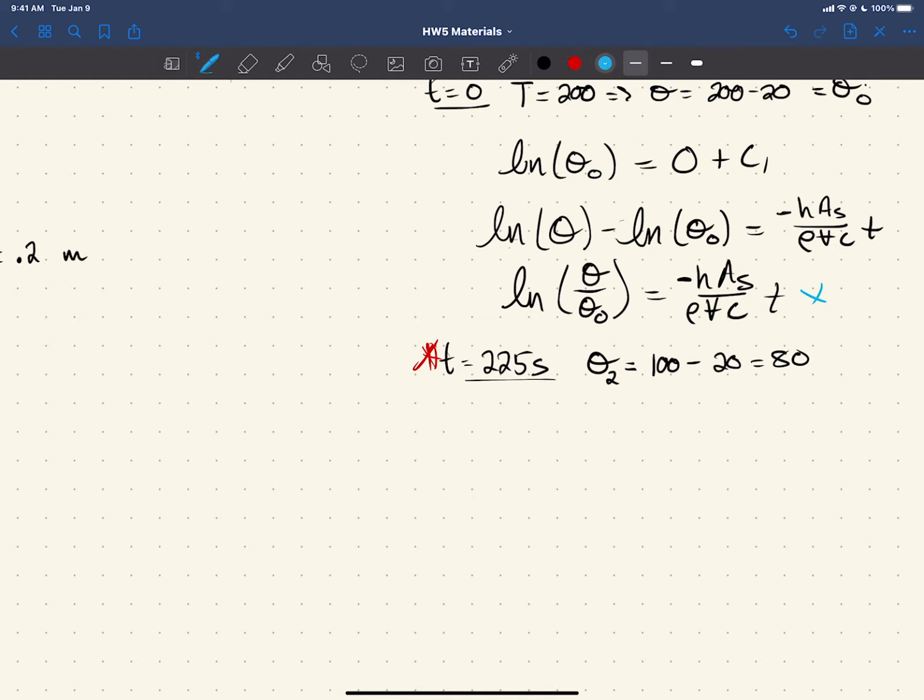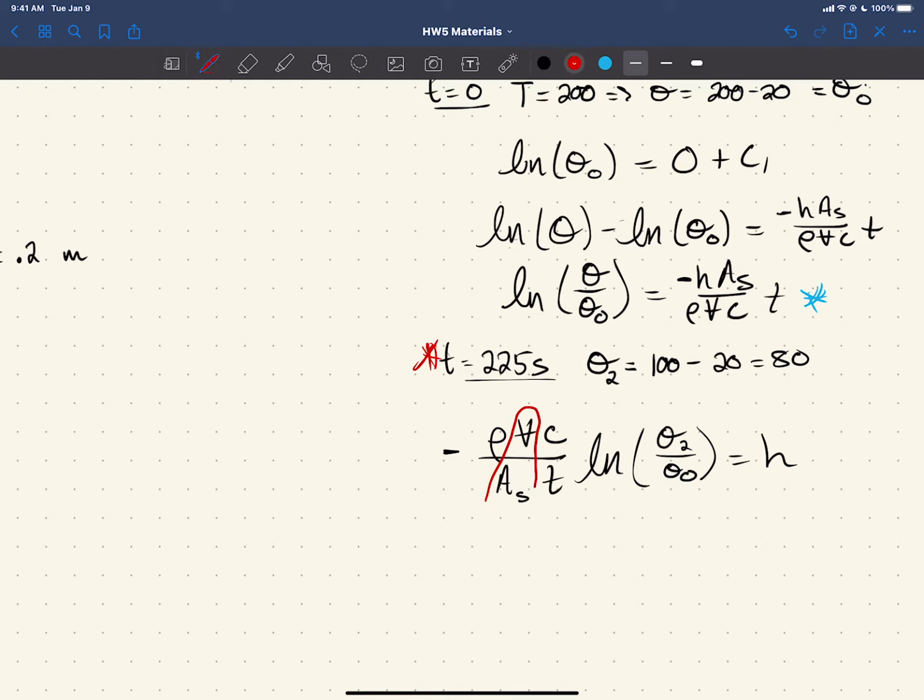We want to solve this for h. So it's actually going to be negative rho Vc over As t, times ln of theta 2 over theta naught, is equal to h. And now you plug all that in and you get it. But my point that I was going to make still stands.